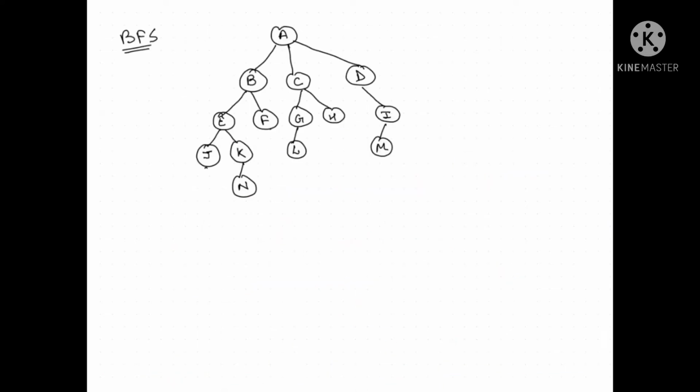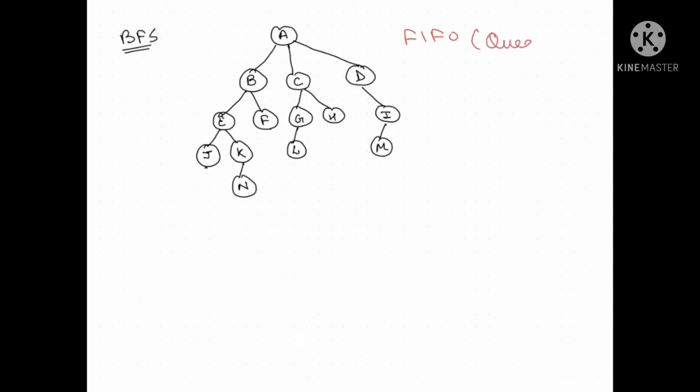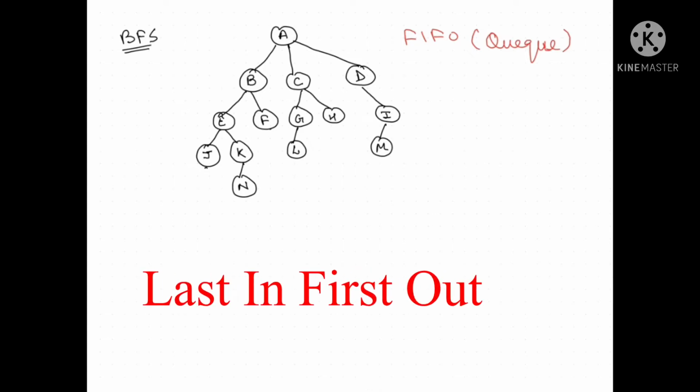Now, how do we go about it? First of all, it follows FIFO, first in, first out, and the technique is a queue. I will soon be uploading a video on all these things, so you can go through it and get to know what a queue is and what a stack is. In a stack we follow LIFO, last in first out. FIFO is first in first out.